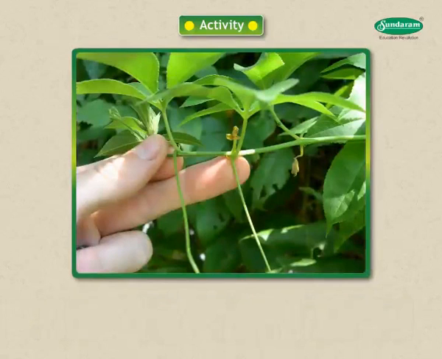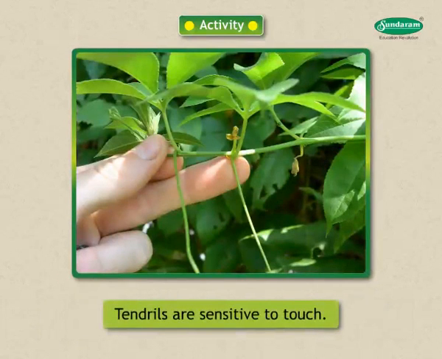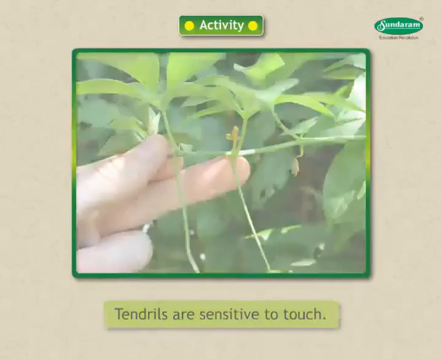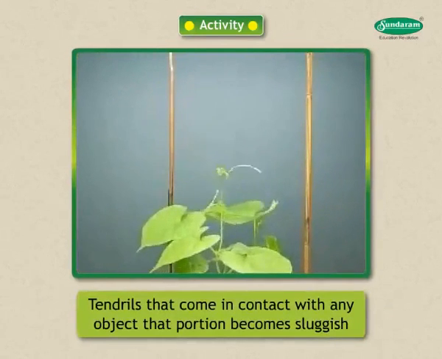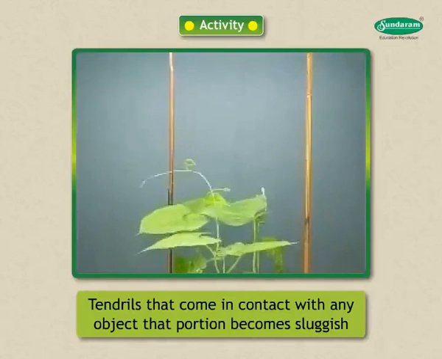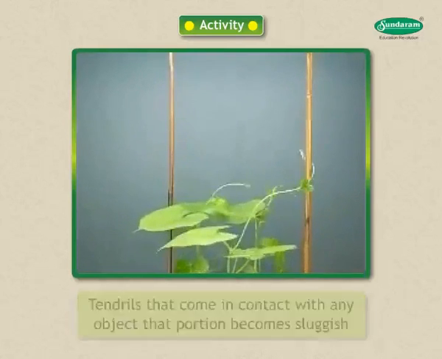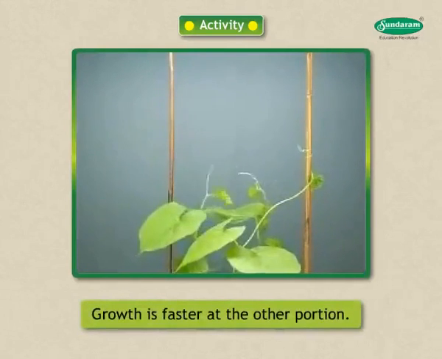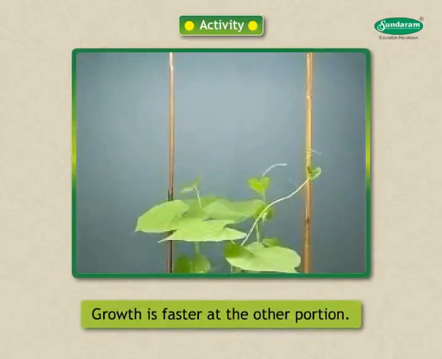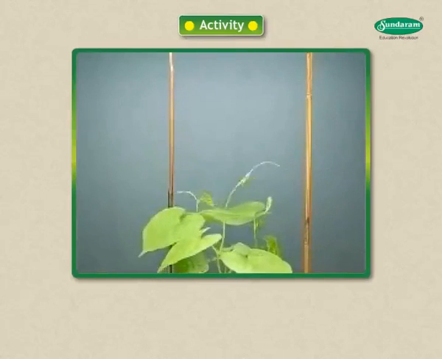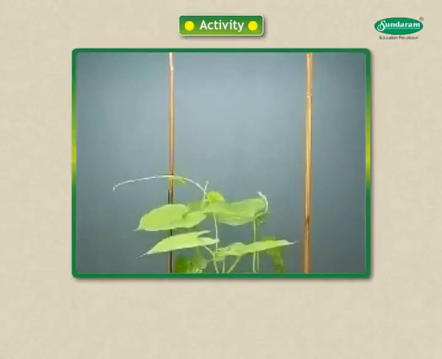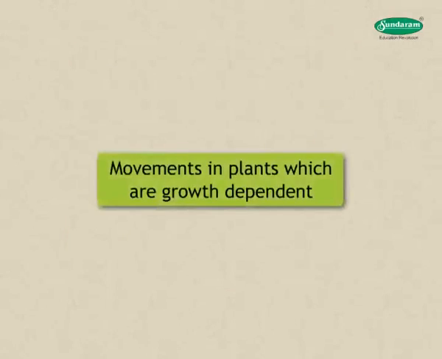Students, it is interesting to know that tendrils are sensitive to touch. When they come in contact with any object, the portion of the tendril which is in contact becomes sluggish, whereas growth is faster at the other portion. This causes the tendril to entwine itself around the object and thus cling to it. Movements in plants which are growth dependent.